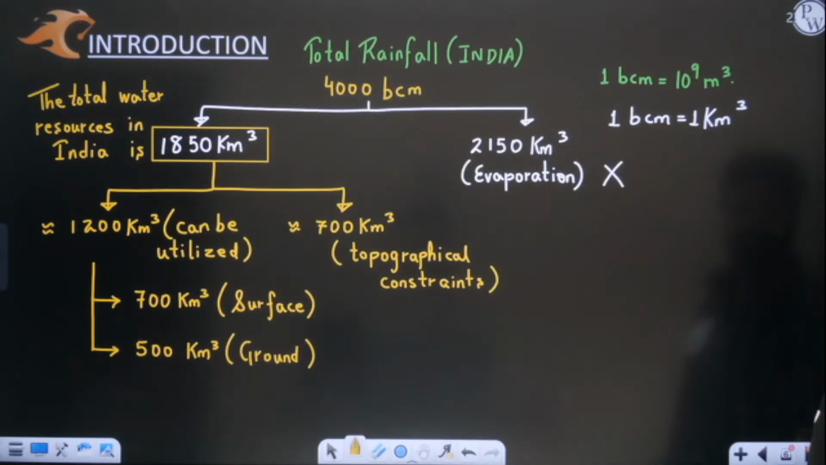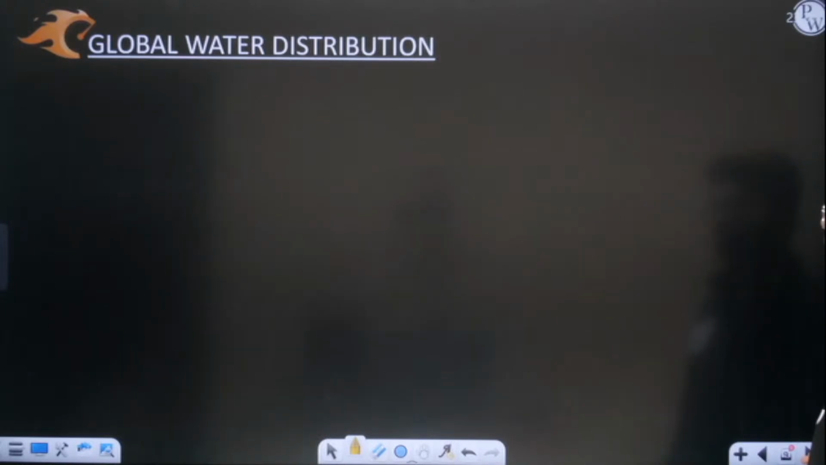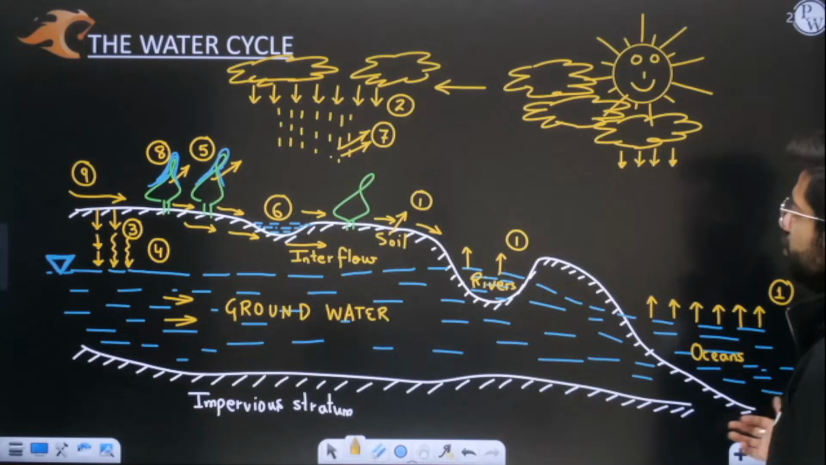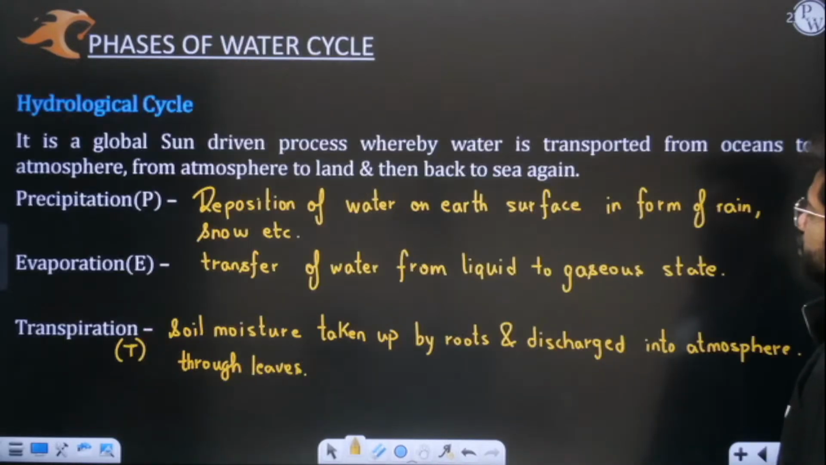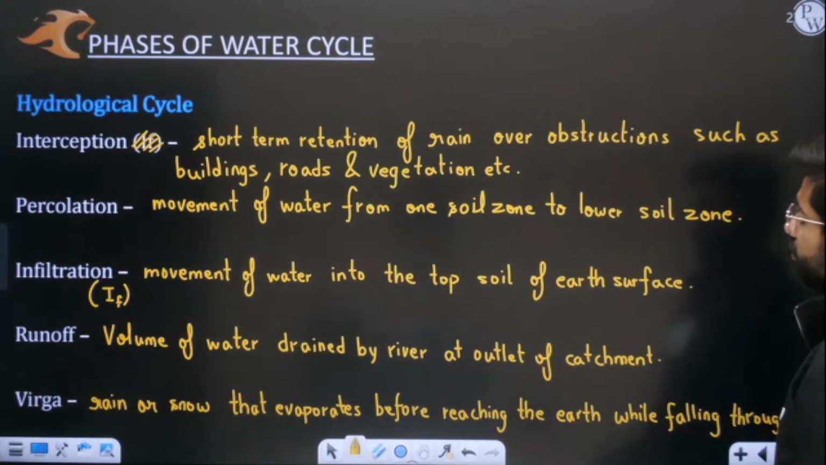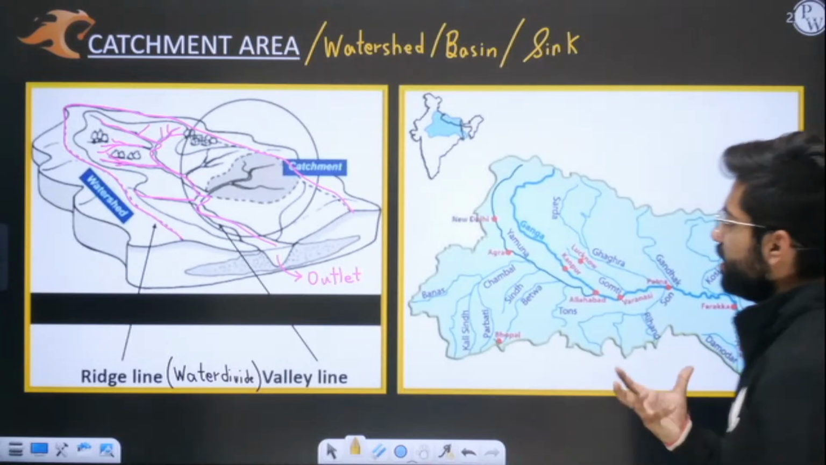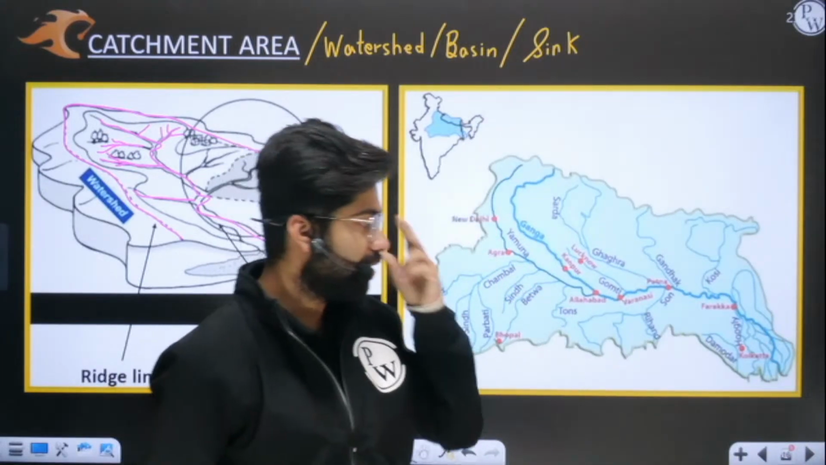Then we came to global water distribution. After that we discussed the total water which is present in India and across the globe. Then we discussed the water cycle and all its various phases. I hope this is very clear to you. After that we wrote all the definitions of the phases of the water cycle, and at last we discussed what exactly a catchment area is. So I hope all these concepts are fully clear to you.